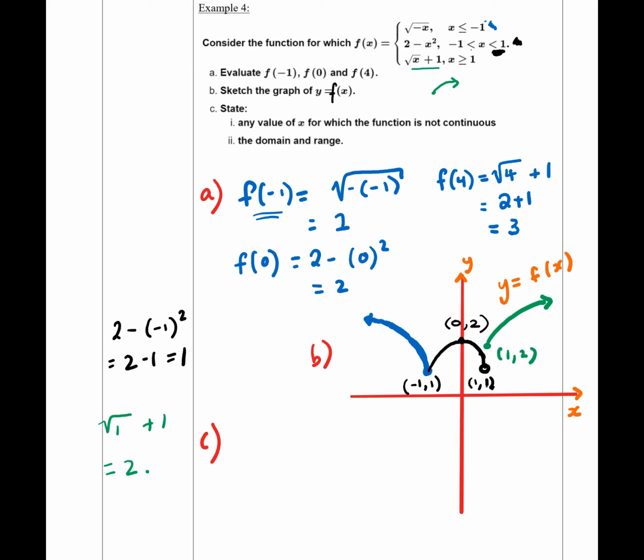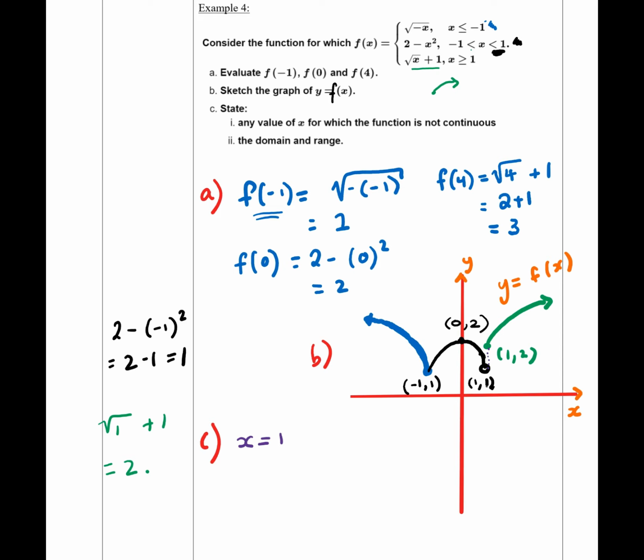In part C, we're asked to state any value of x for which the function is not continuous. Now, as long as I can trace my pen along here without lifting it off, then it's continuous. What I can see here, though, is that as I get to the value 1, and here's the endpoint, starting again, I'd have to lift my pen off the page. So there's that kind of disconnect here. So it's important that I know that it's not continuous at this point. So what value of x is the function not continuous? Where x equals 1.